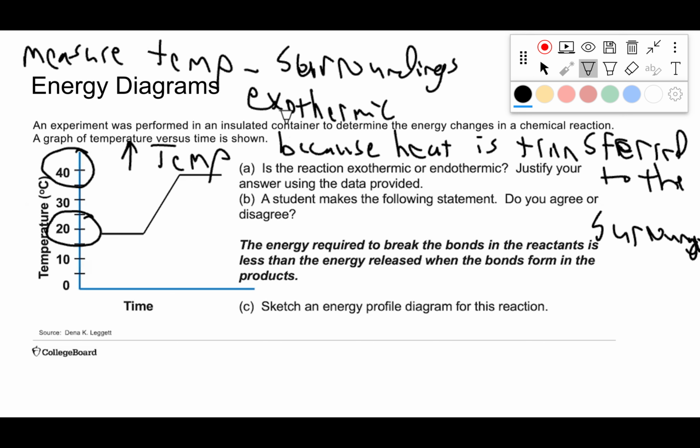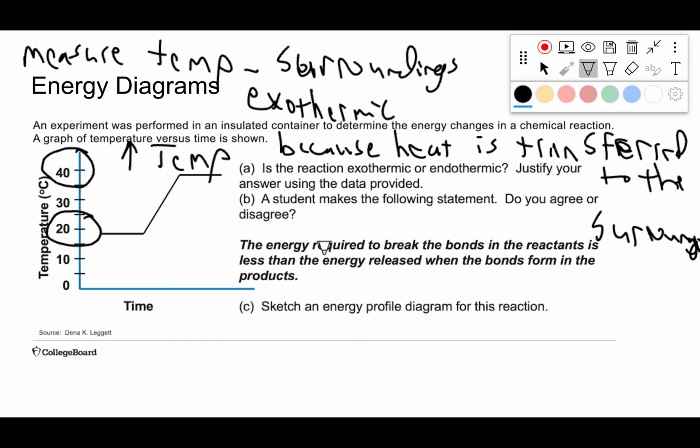So it's an exothermic reaction because the temperature increased, and when we're measuring temperature, we're measuring the surroundings. So a chemical reaction happened between some stuff. It says an experiment was performed in an insulated container to determine the energy changes in a chemical reaction. And so we were measuring how much heat was transferred out to those surroundings. It says a student makes the following statement. Do you agree or disagree? The energy required to break bonds in the reactants is less than the energy released when the bonds form in the products. And then it says sketch an energy diagram for this reaction.